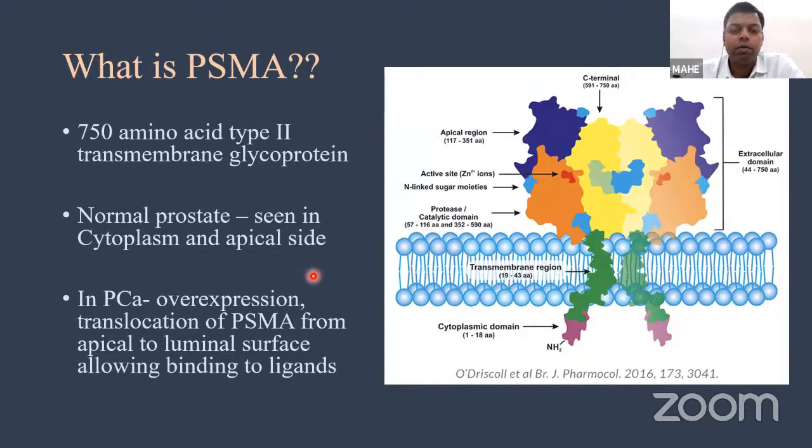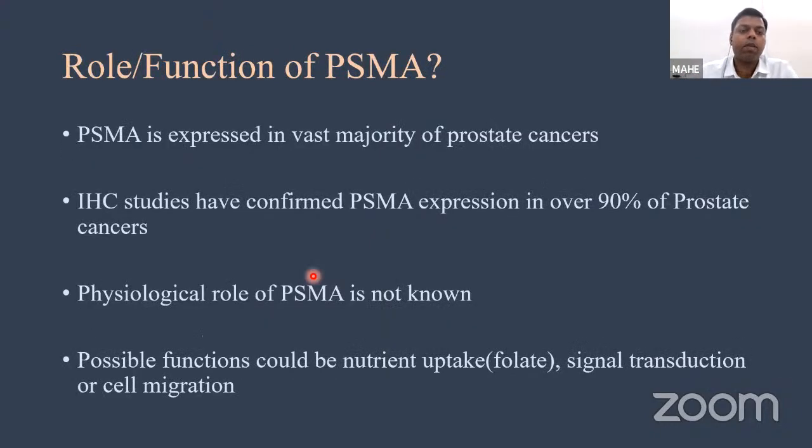This is just for theory: what exactly is PSMA? It's a transmembrane glycoprotein. Normally, in normal prostate cells, the PSMA is more intracellular and cytoplasmic, whereas during prostate cancer, overexpression occurs and translocation of PSMA from the apical to the luminal surface happens, which allows the PSMA to bind to those particular receptors more. How did they come to PSMA? Most of the IHC studies confirm PSMA is expressed in 90% of prostate cancers.